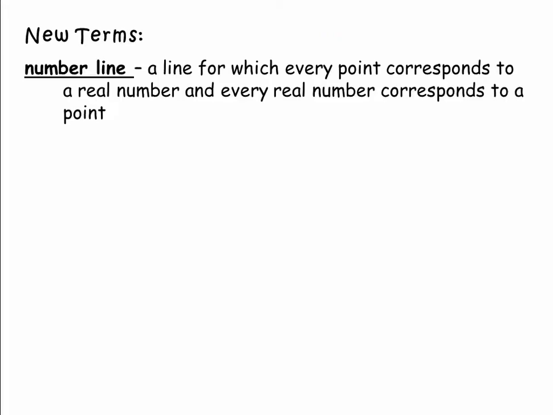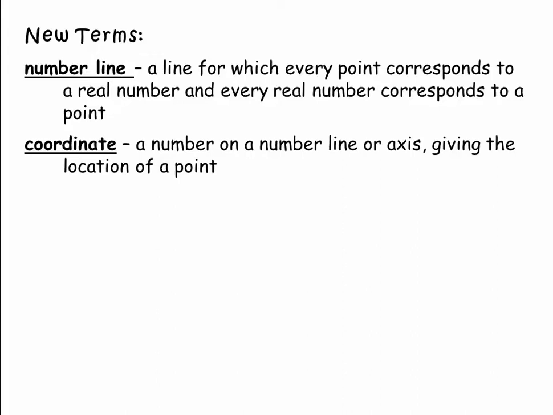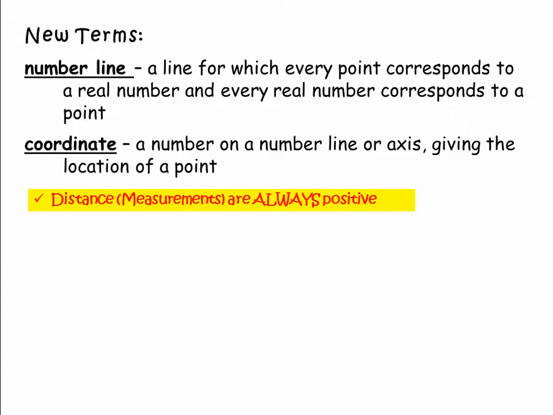The new terms that we're going to have in this lesson is number line. That's a line for which every point corresponds to a real number, and every real number corresponds to a point. We're also going to have a coordinate. That's a number on a number line or axis, giving the location of a point. And one thing that you're going to have to remember is that distance, otherwise we'll be discussing them as measurements, are always positive.